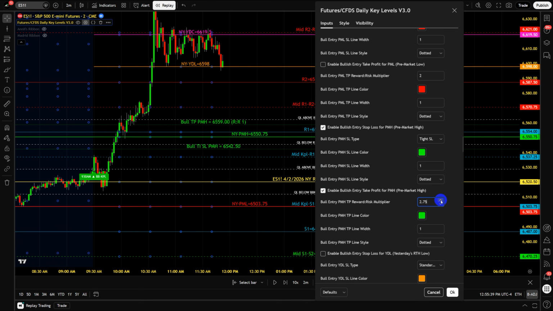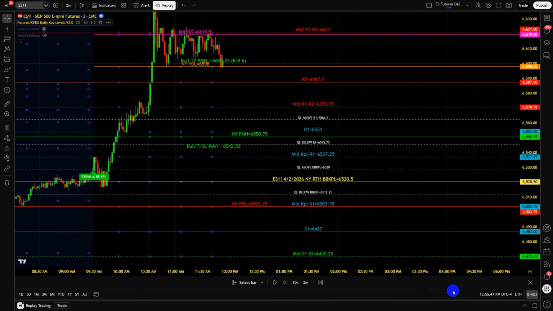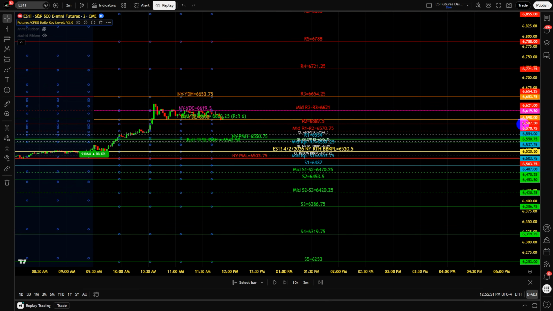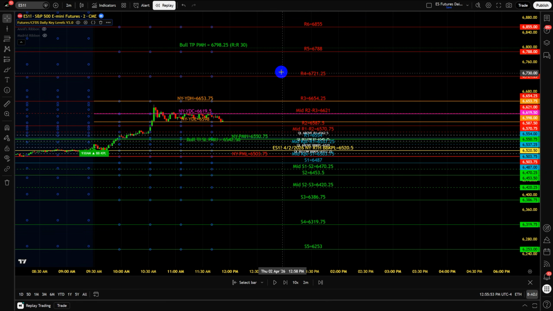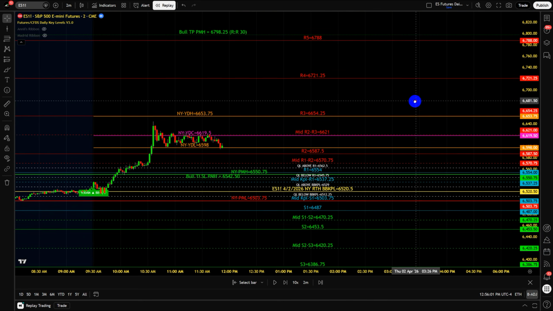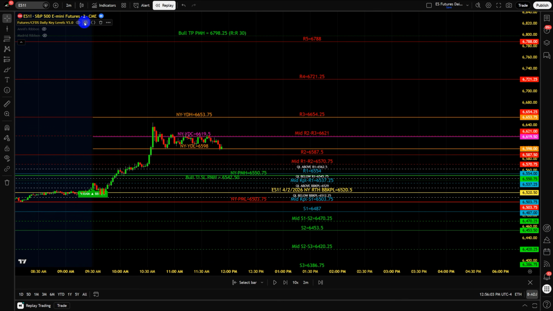You can go all the way from 2.25 all the way up to 30. So just as an example, we can see where that takes us here. That takes us on a tight stop loss all the way up to just beyond R5. Of course, if it was on a standard stop loss, it would be a lot higher than that.